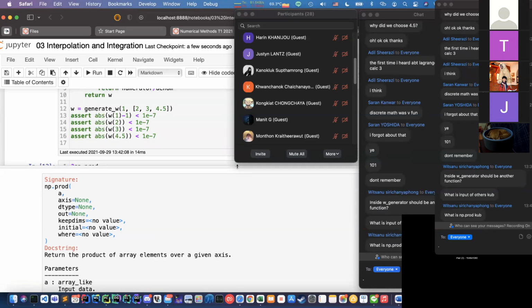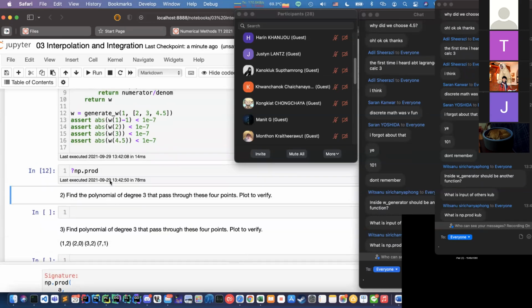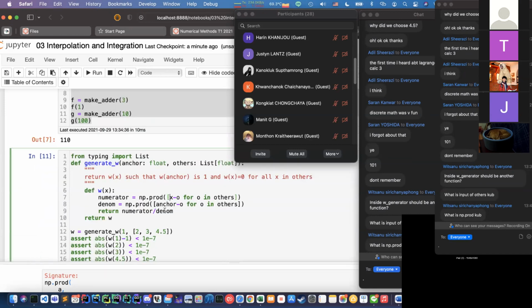I'm pretty sure there's a native Python product somewhere, which I don't remember what it's called, but this is close enough.